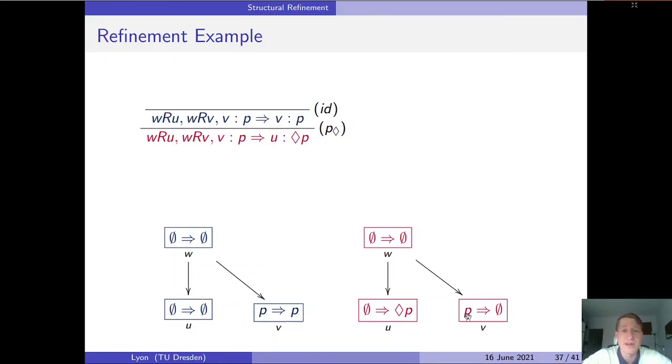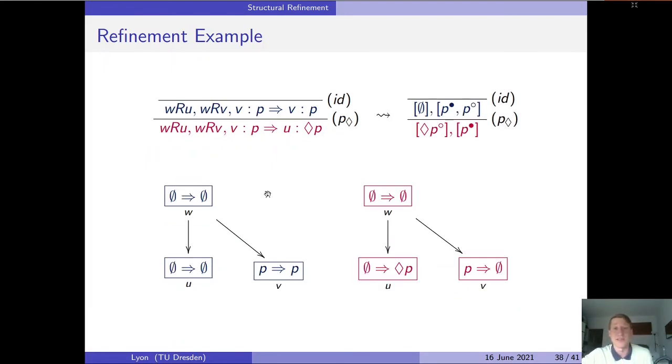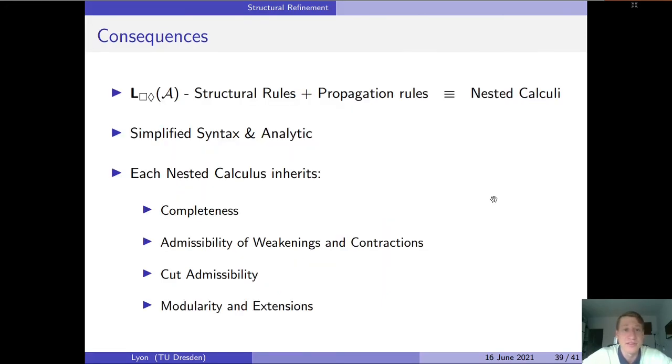And now we have a derivation that contains nothing but trees in it, or labeled sequents which have graphs that are trees. And from what I explained earlier, this means that this can be transformed into a nested derivation, with each of these labeled sequents being transformed into a nested sequent. So that is how the elimination of structural rules and the introduction of propagation rules allows us to go from the labeled setting to the nested setting.